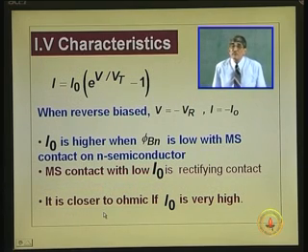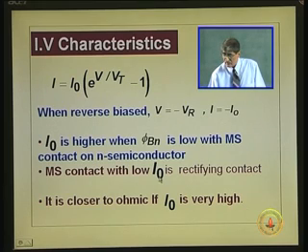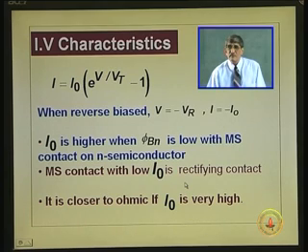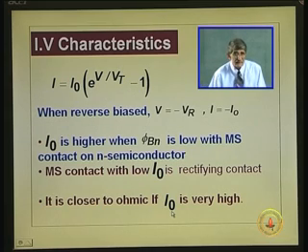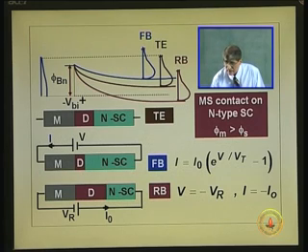So, this is summing up the whole thing, the same equations that you have written, but what we again reiterate is: low I naught will give a good rectifying contact, high I naught will give a poor rectifying contact or a good ohmic contact, or closer to an ohmic contact, and that, as we were saying, depends upon this height.